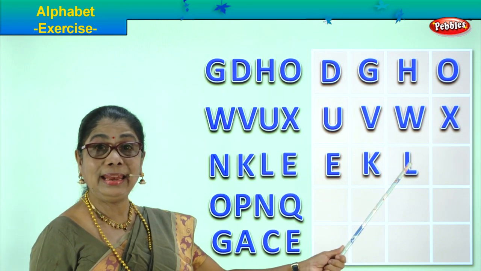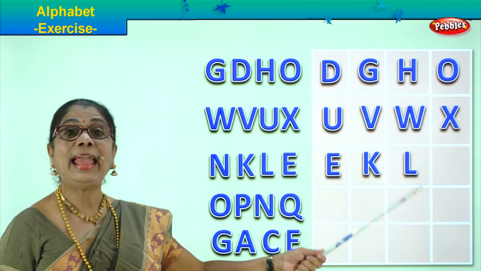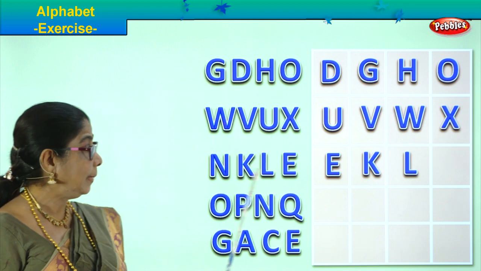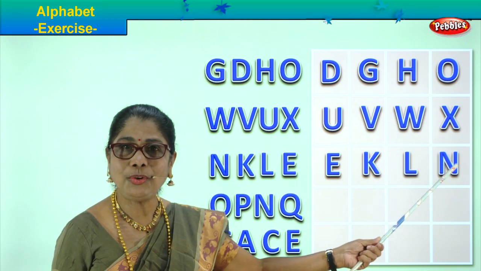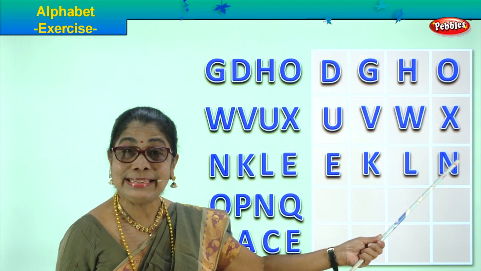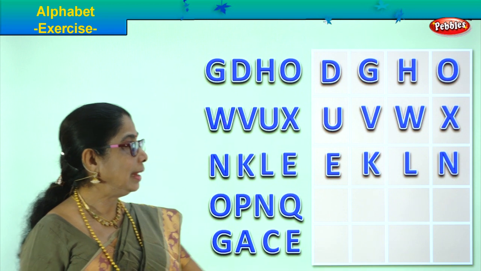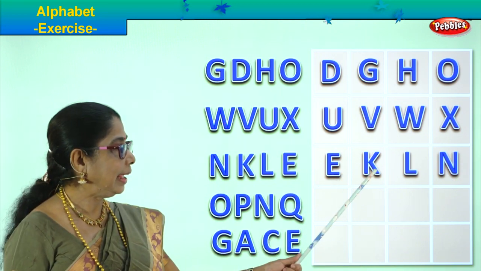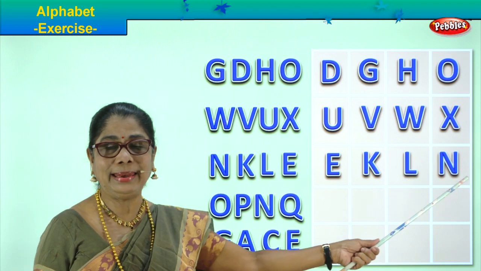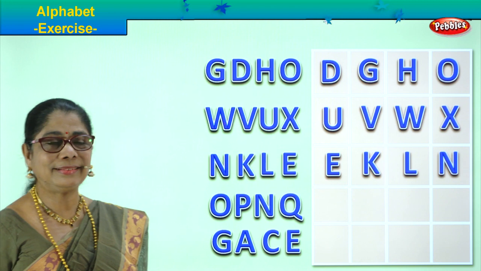Good. L. What letter is left here? After L, M. No M. But we have N here. So we put the N. Sound of N. N. Nose. Nut. So we put letter N there. Okay. So E, K, L, N. So we did the three lines correctly.